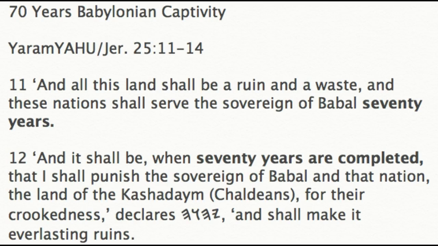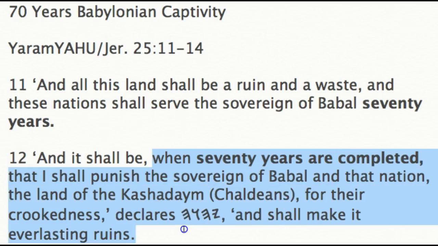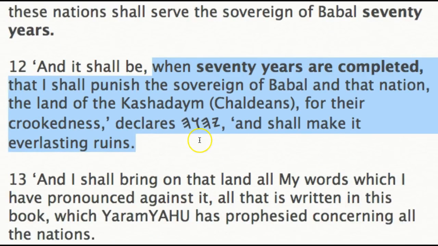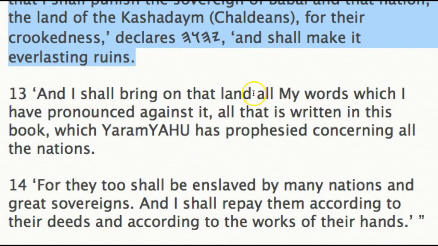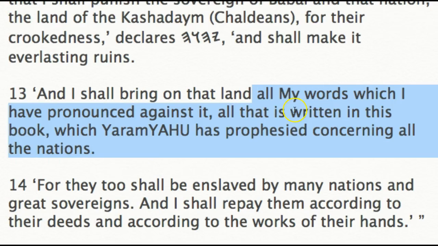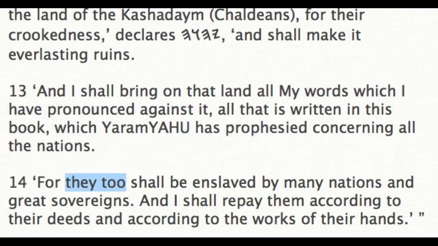We're here in verse 11 that says, and all this land shall be a ruin and a waste, and these nations shall serve the sovereign of Babal 70 years. And it shall be, when 70 years are completed, that I shall punish the sovereign of Babal and that nation, the land of the Kashadaim, or the Chaldeans, for their crookedness, declares Yahuah, and shall make it everlasting ruins. Verse 13 says, and I shall bring on that land all my words which I pronounced against it, all that is written in this book, which Yirmiyahu has prophesied concerning all the nations.